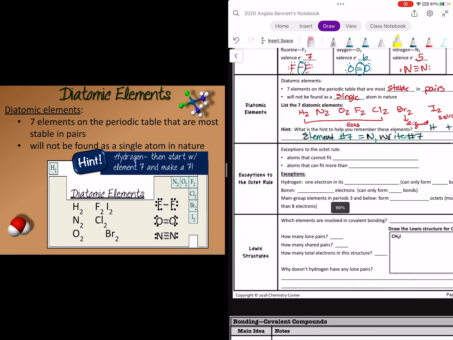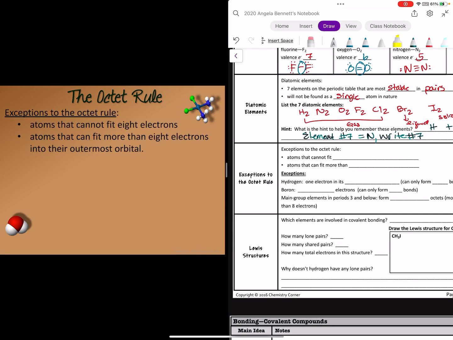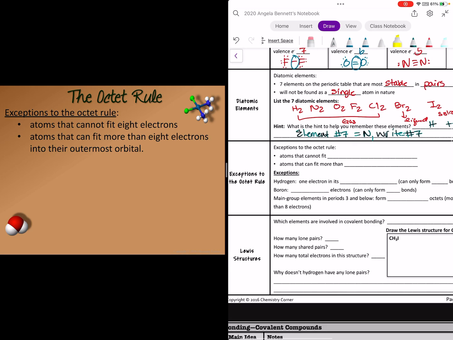Now let's talk about exceptions to the octet rule. Right here, this part of the notes is actually missing a little bit, and I will add it. It pops up later in the PowerPoint. I don't know what happened to it here, but it's okay. Exceptions to the octet rule: atoms that cannot fit 8 electrons.